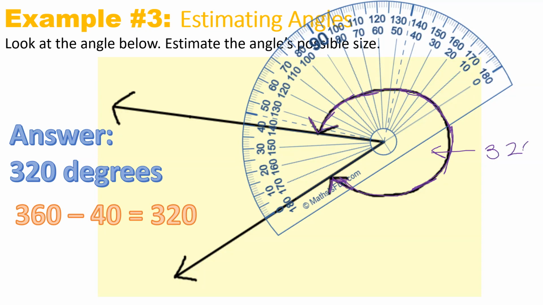And then the one in red. Let me put this one in red. How many degrees is this? That's 40 degrees. And then together they form a circle, which is 360 degrees.